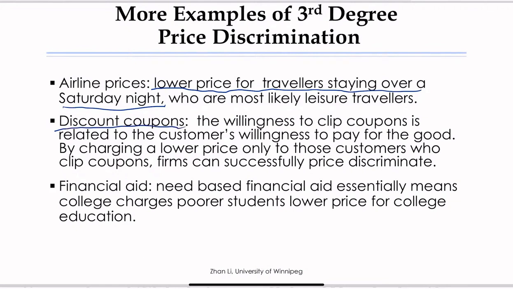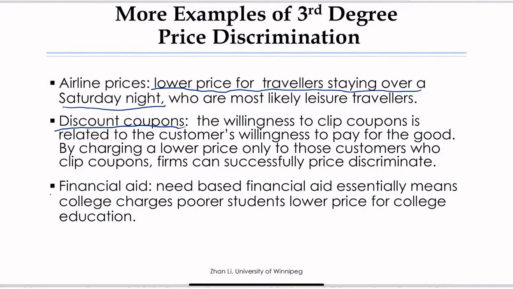Discount coupons. So in the case of discount coupons, why is this third-degree price discrimination? Well, it basically means if you're willing to spend your time to actually collect coupons, then this means you're the type of people who are actually sensitive to product prices. So basically, the firm will be willing to give you a lower price through coupons.